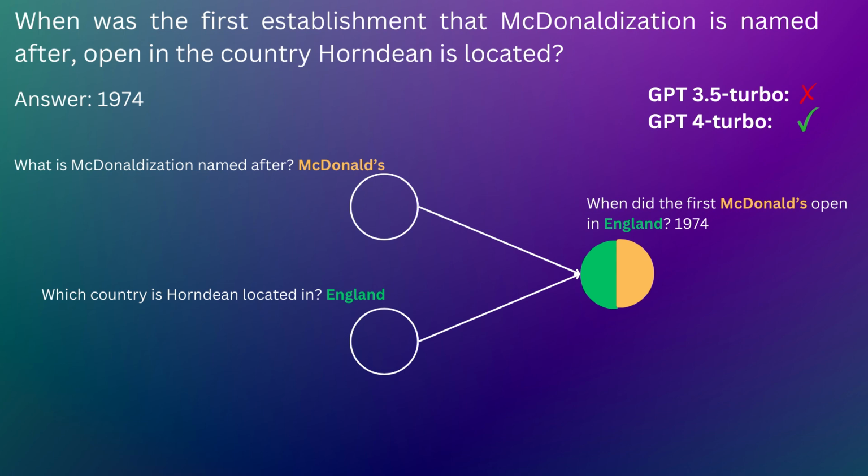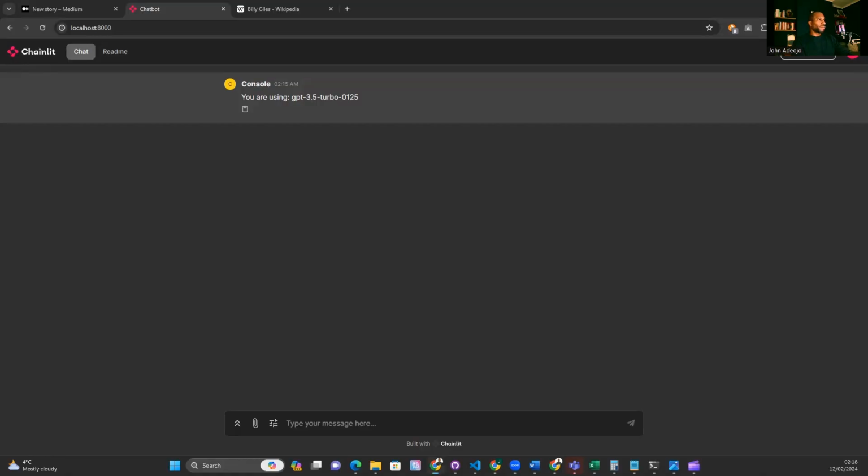What is McDonaldization named after? The correct answer to that is McDonald's. Which state is Horndean located in? The correct answer to that is England. And then you need both of those answers to feed the final hop to get the answer to the question. So when did the first McDonald's open in England? And the answer to that is 1974. Great. So we have that established. We understand it's a bit more of a complex structure. So let's test it out.